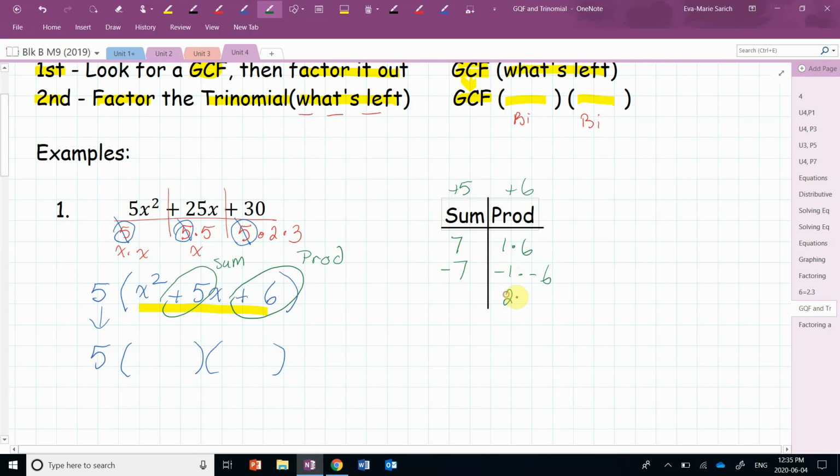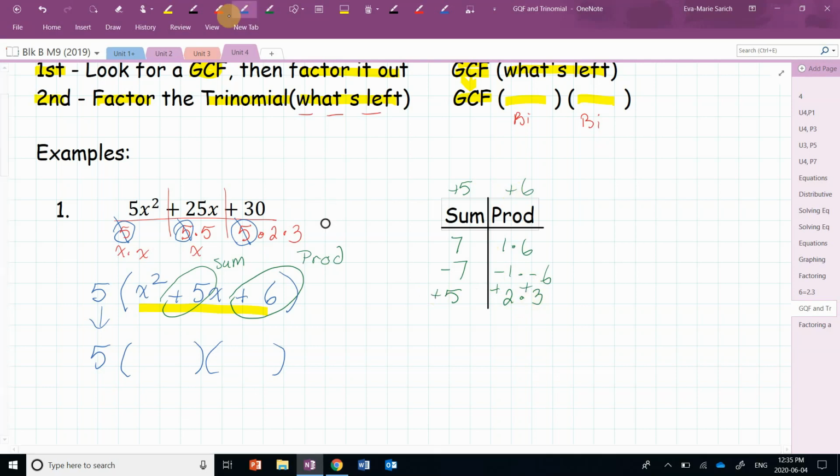Then what do we have? We have 2 times 3 also gives us 6. When we add that, we get 5. Bang, we've got the numbers we want. Now remember, the signs are important. Those are going to be positive 2 and positive 3. Multiply to give you positive 6, but they also add to give you positive 5.